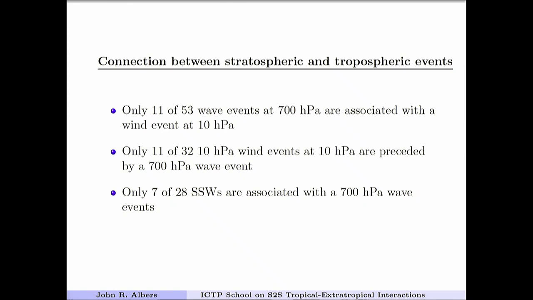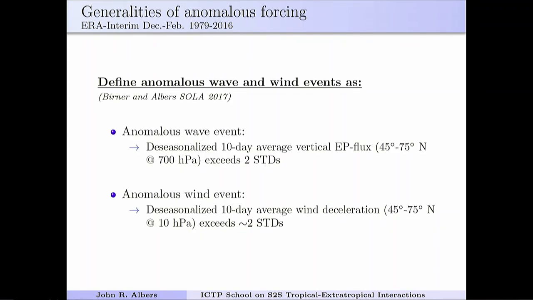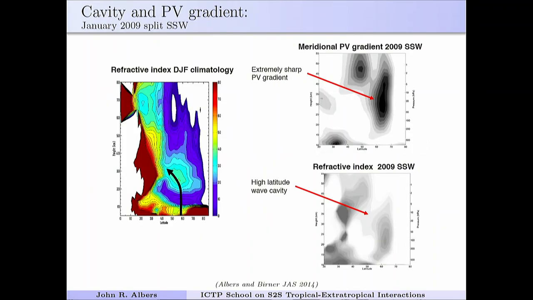So do you know why these differences? Is the mean state different, or why is this different? Are the waves different, or is the mean state different? That is an open question. As I showed, for just one event, you do see strong evidence of the mean state being different, like the formation of a cavity or something like that. That's an open line of research right now.